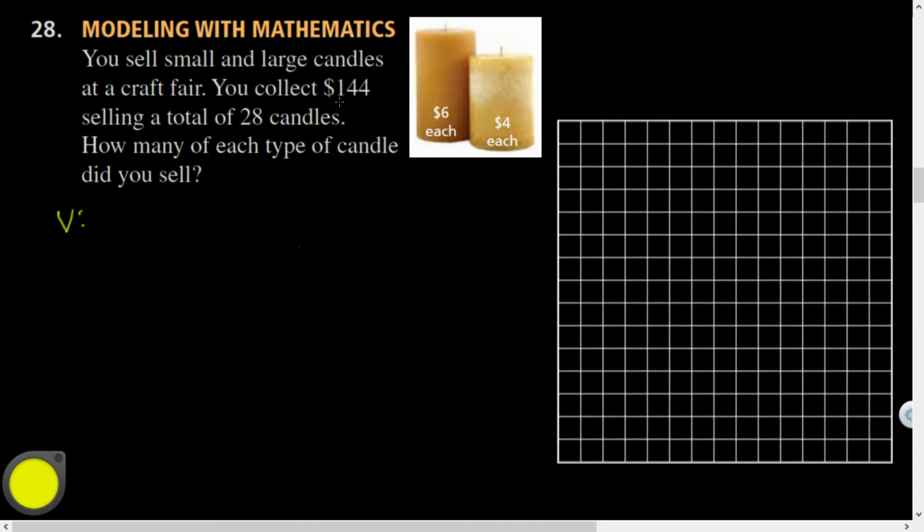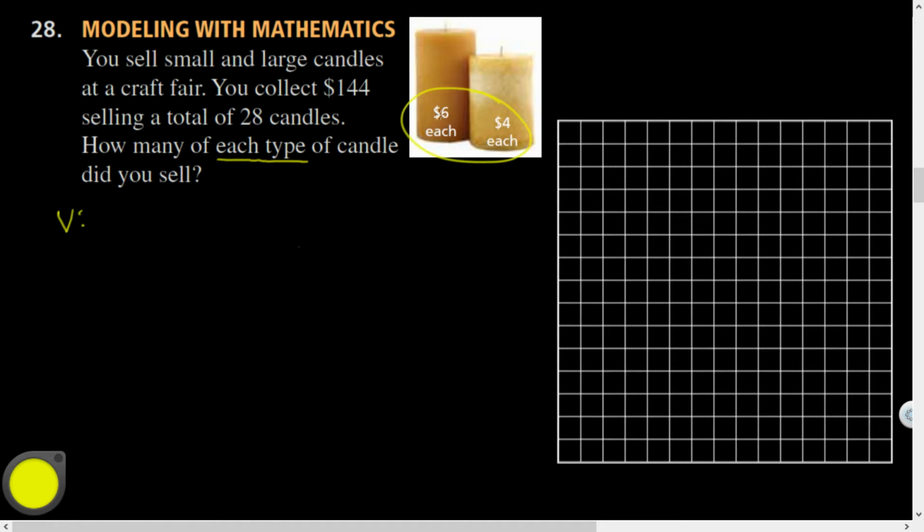You collect $144. Yes! Whoa! $144, selling a total of 28 candles. All right, here's the question. How many of each type of candle did you sell? How many of each type of candle? So there are two types of candles.